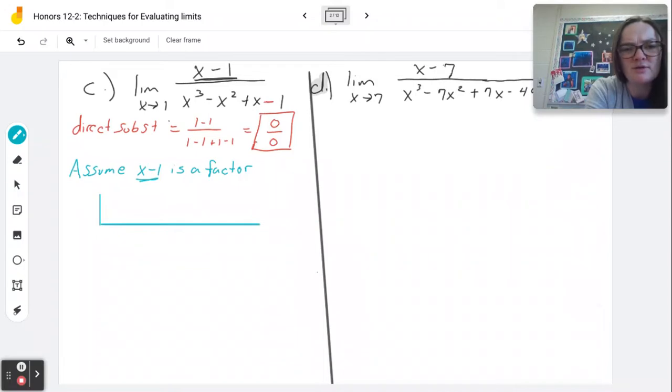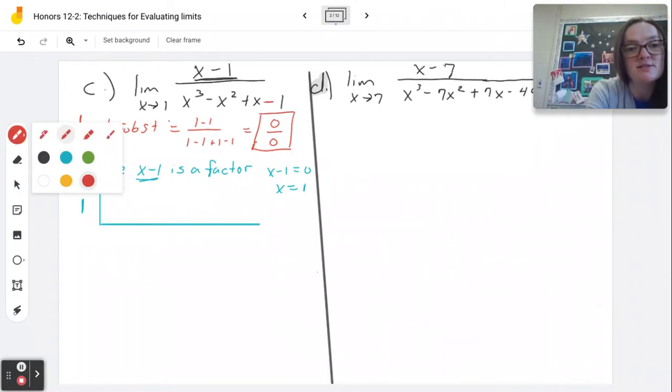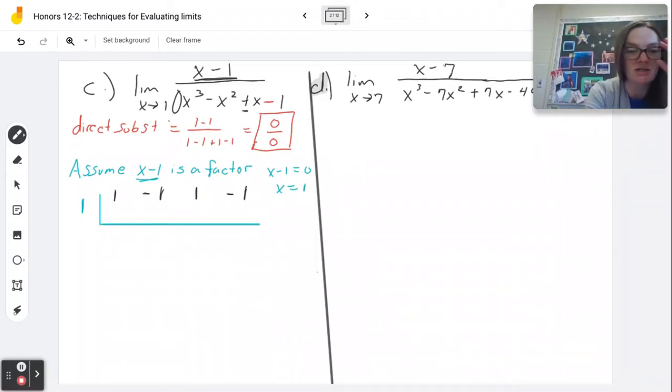And a really quick reminder here, if x minus 1 is a factor, then x minus 1 equals 0, which means x is equal to 1. So the 0 here would be 1. And then I'm just going to put the coefficients of my denominator in. So the coefficients of my denominator are going to be 1, negative 1, positive 1, negative 1. And we're going to use synthetic division here to see what we get if we divide x minus 1 into x cubed minus x squared plus x minus 1.